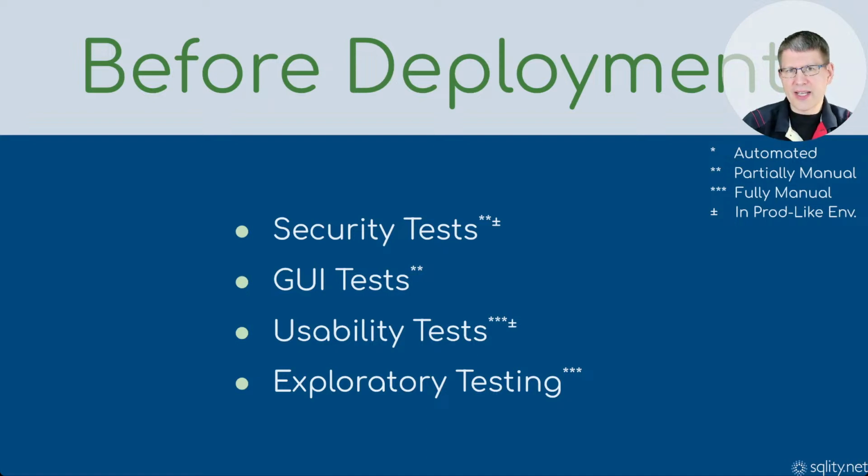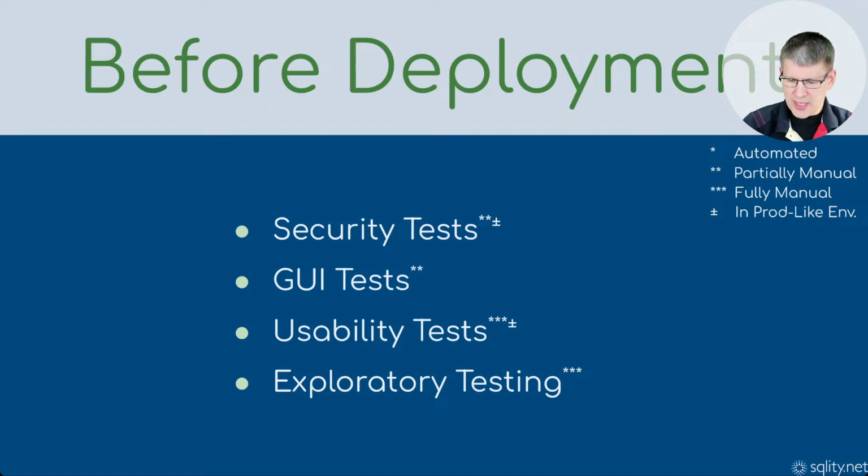And finally, you have exploratory testing, which is also manual. If all the other tests are developed, implemented well, and are covering your product, your source code, then your QA team now has time to actually try and break the software. And that's what I call exploratory testing. And that, again, is fully manual.